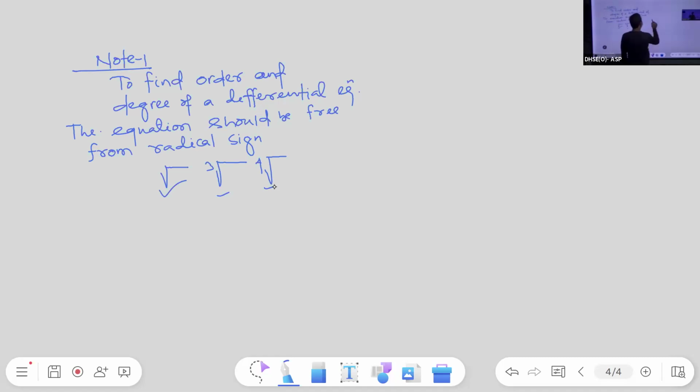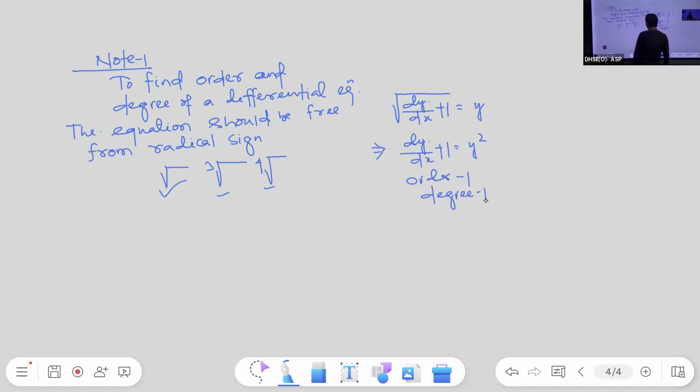For example, an equation is like this: square root of dy upon dx plus 1 is equal to y. To find the order and degree, we have to remove the radical signs. Then squaring both sides, we can have dy upon dx plus 1 equals y square. Now we will find the order. So order of the differential equation is 1 and the degree is equal to 1.